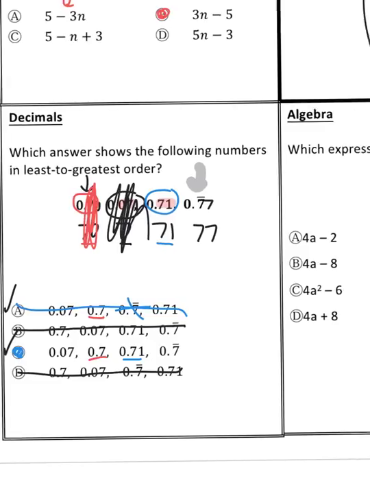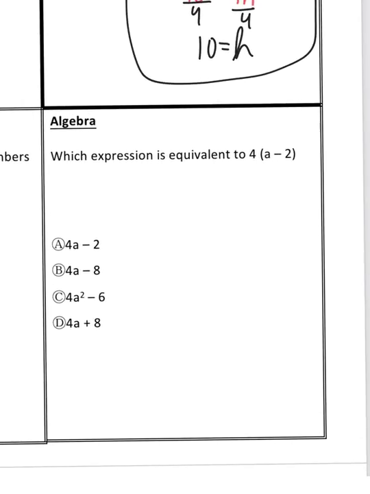All right, to the right. Which expression is equivalent to 4 times A minus 2? Well, I see some distributing going on here, so I'm going to distribute the 4 times the A minus the 4 times the 2, which is 8. So I should have 4A minus 8, which is B.